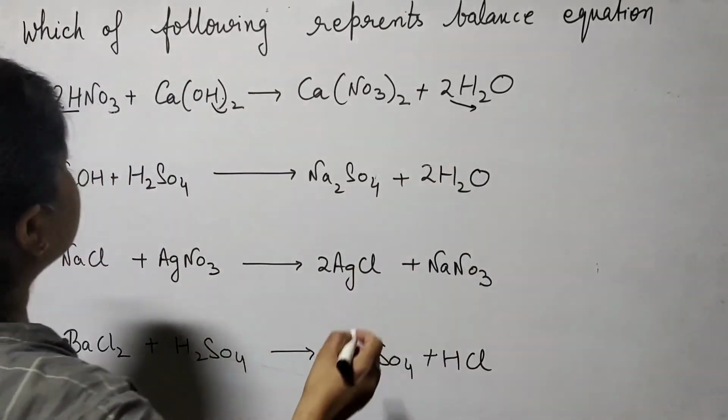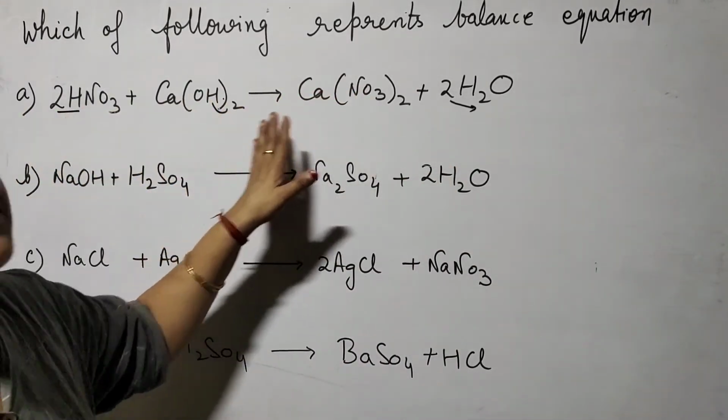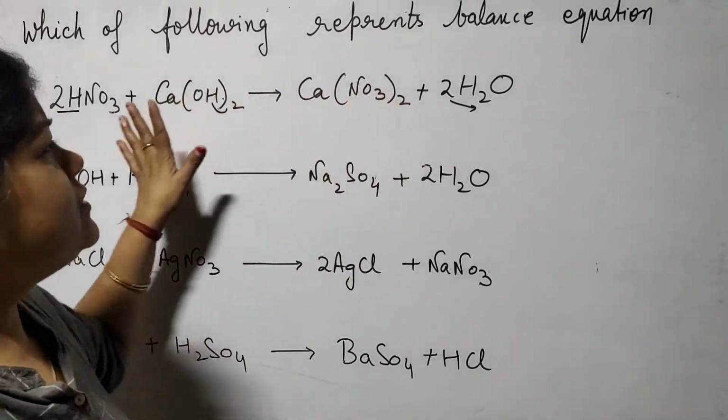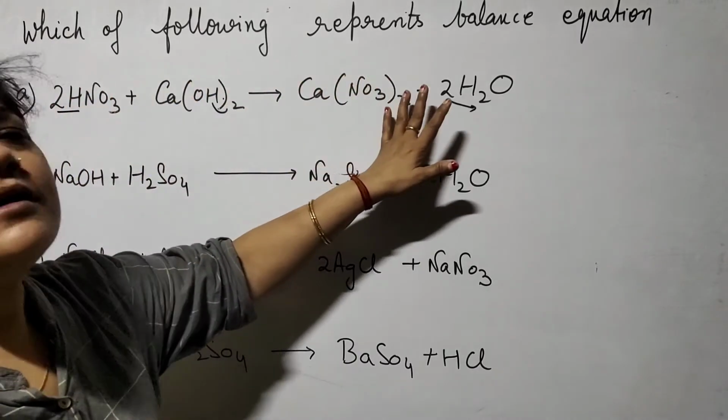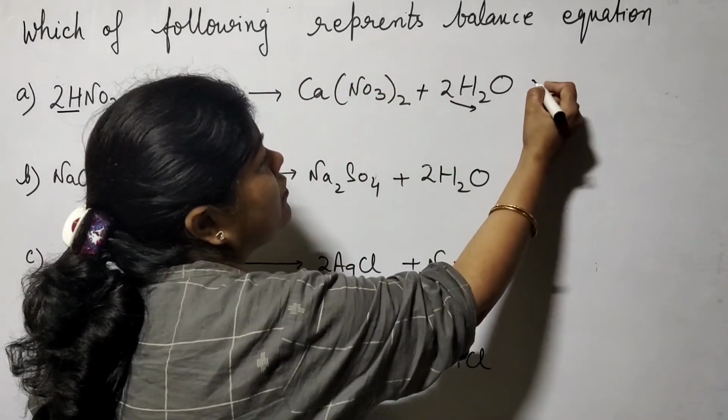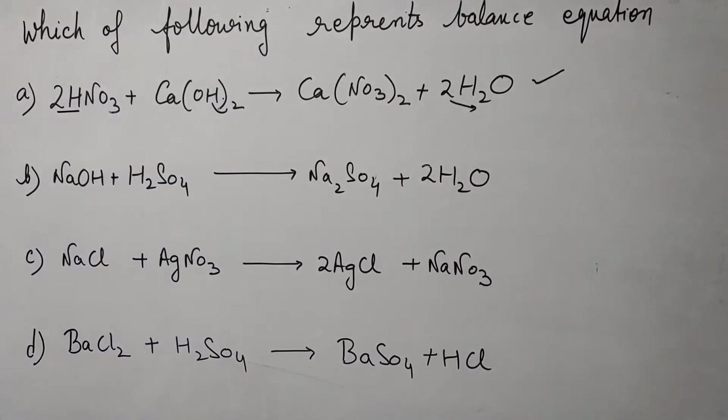Two 2s are 4. So that means every element which comes in this chemical equation is balanced on the right hand side and the left hand side. So equation number 1 is our balanced equation.